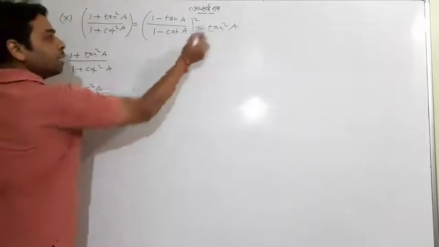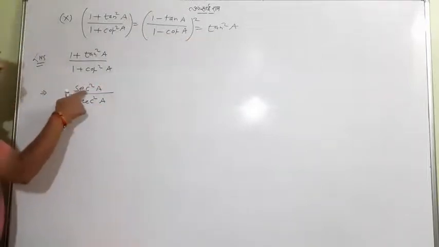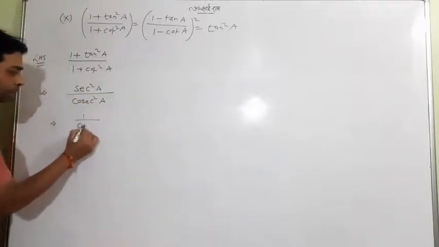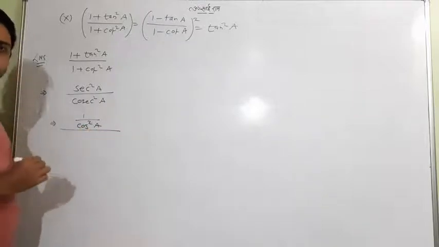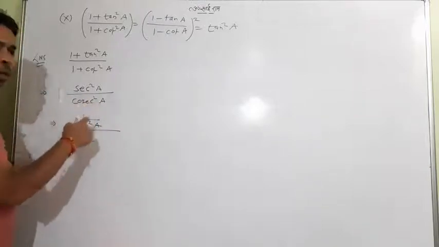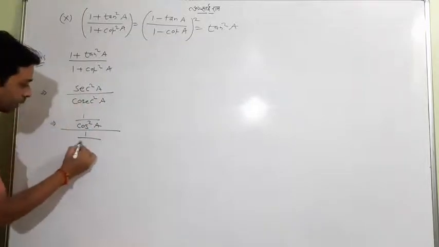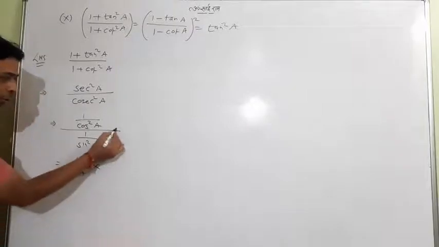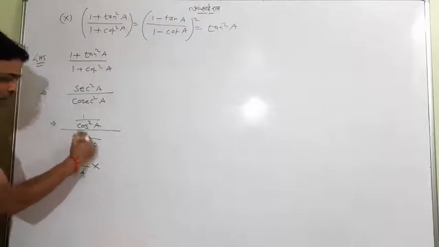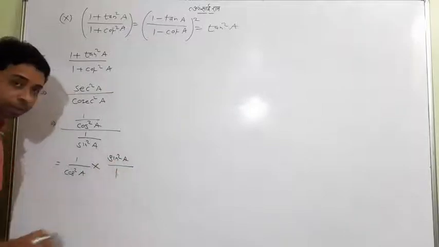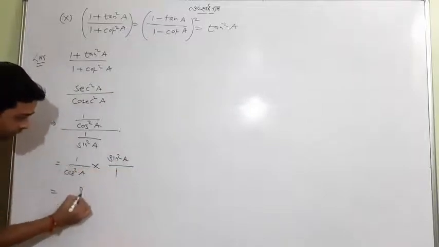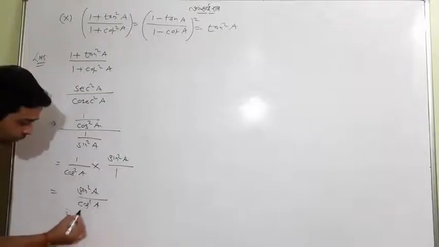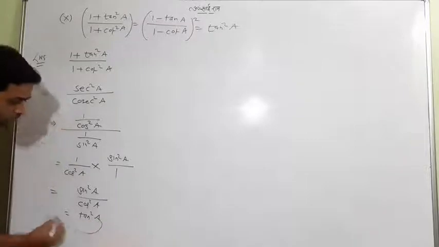Now I need the answer in tan. So what will I do? Sec a is the reciprocal of cos a, so sec square a is 1 by cos square a. Cosec square a is the reciprocal of sine, 1 by sine square a. Now 1 by cos square a as it is. Now turn the division into multiplication, it will take the reciprocal: sine square a upon 1. So ultimately sine square a into 1 is sine square a and cos square a into 1 is cos square a, and sine square upon cos square is tan square, which is the right hand side.